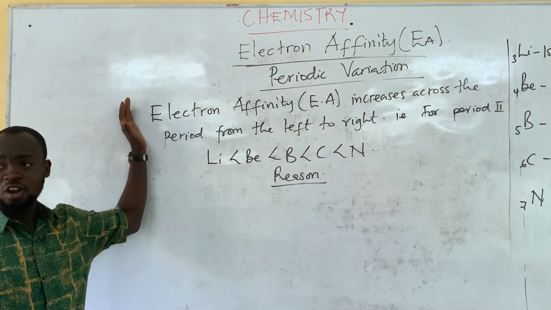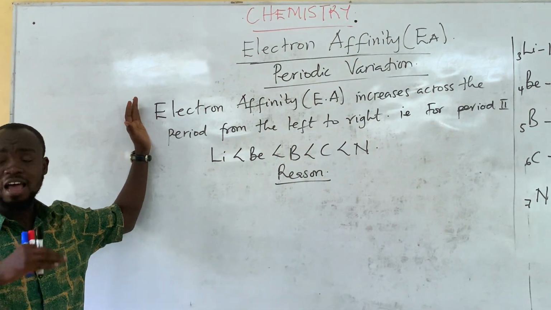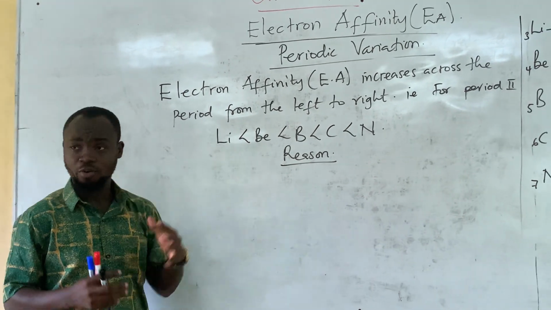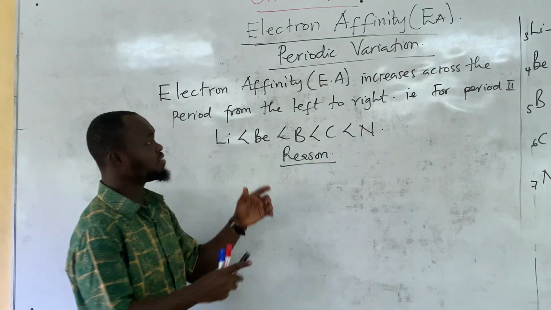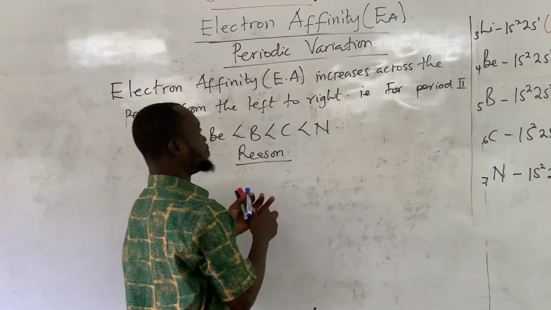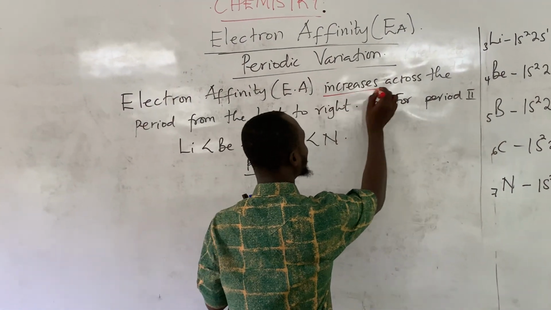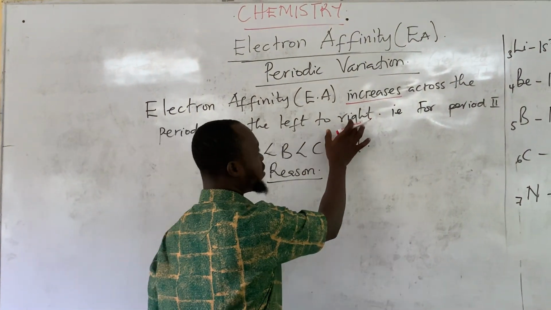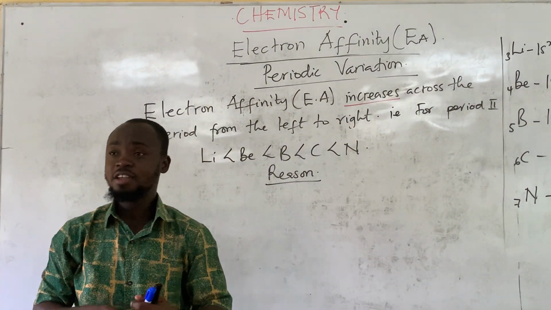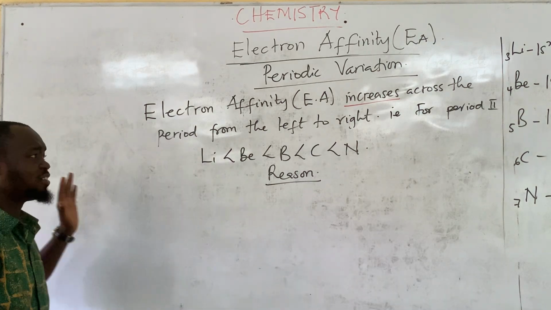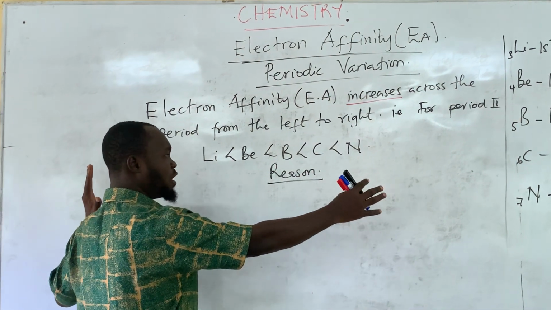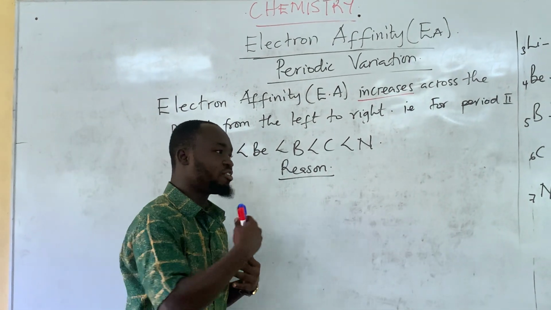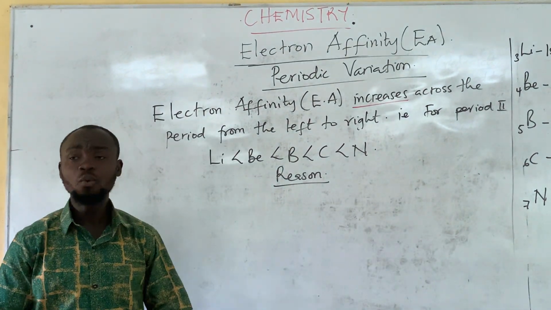In our first periodic variation, I'm going to look at how it varies across the period. Electron affinity variation across the period: electron affinity increases from the left to the right on the periodic table. It means that once you're moving from the left-hand side to the right-hand side, the affinity, or the love for electrons, gradually increases. And what is the reason?